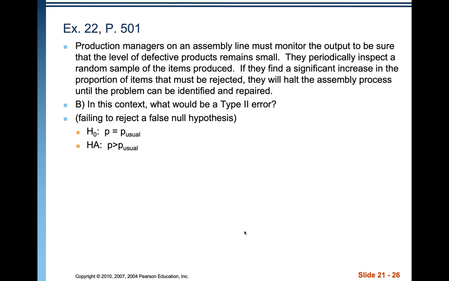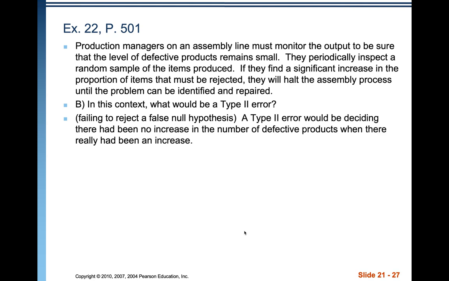So thinking about this again, we would fail to reject the null hypothesis. We would think that things are fine, but if it's false, then there really has been an increase in the number of defective items. So a type 2 error would be deciding there had been no increase in the number of defective products when there really had been an increase.